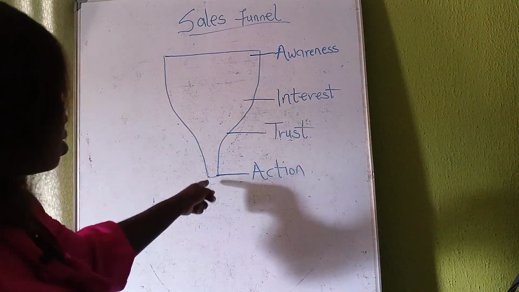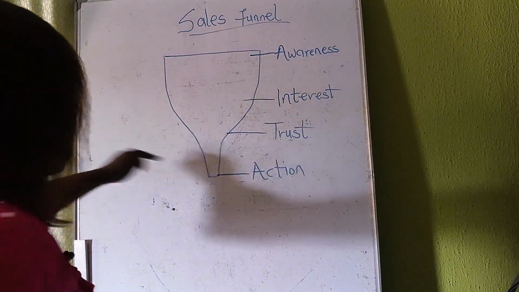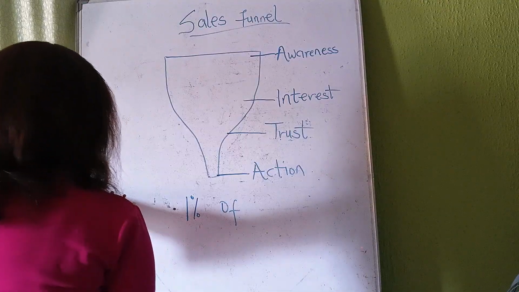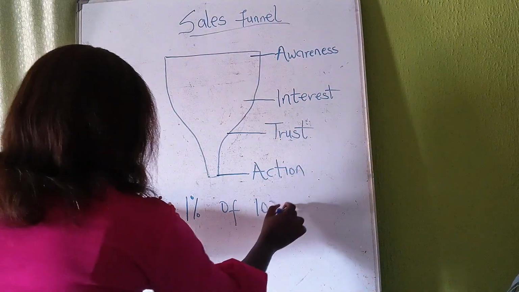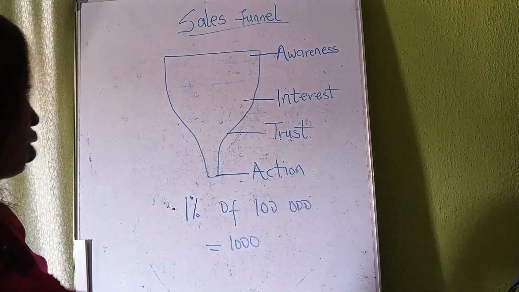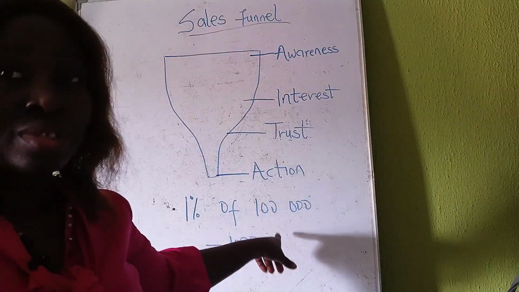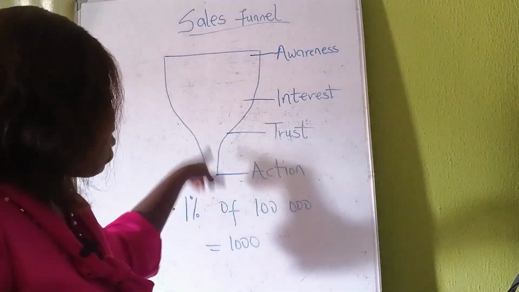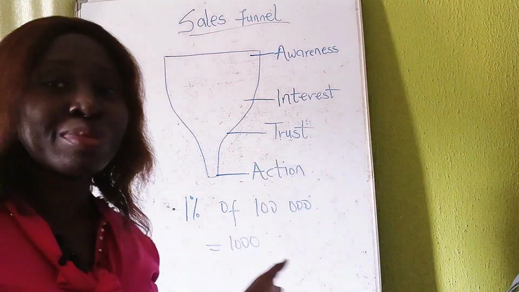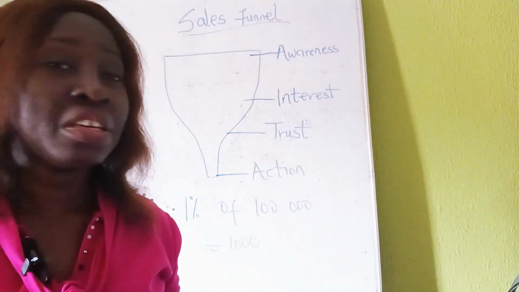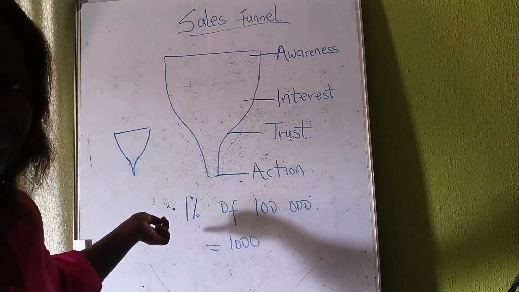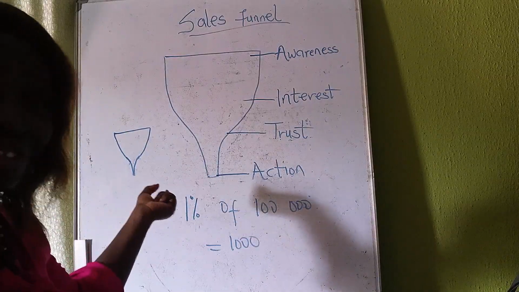So let's see this. If we are saying that this action stage is 1% of this stage, that means 1% of 100,000 is equal to 1,000. That means if 100,000 people see your content, the people that will take action is likely going to be 1,000 people. Don't take it that 100,000 people saw your product, so 100,000 people are going to engage. No, it does not work that way. So if your funnel is like this, just know that it may not even convert, or the result will be very little, just very tiny.